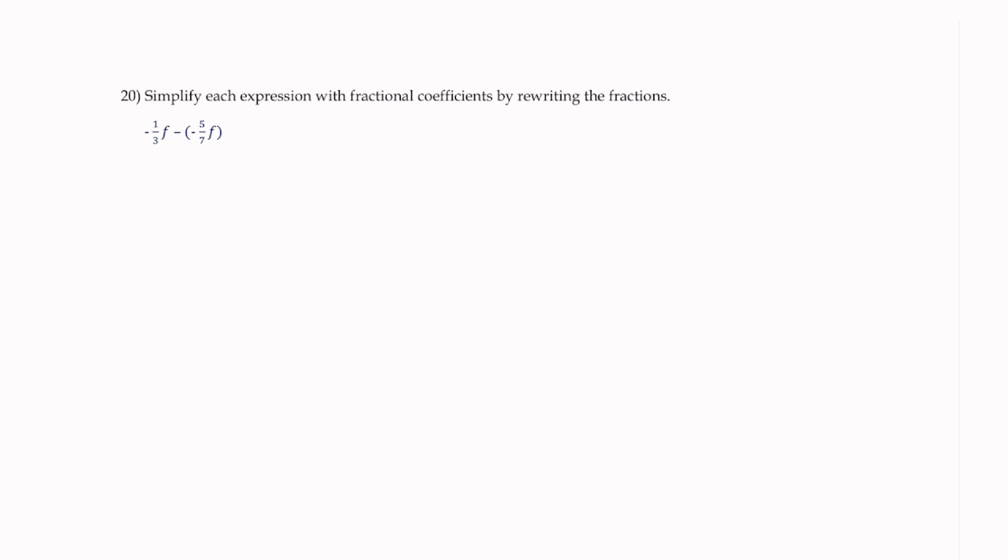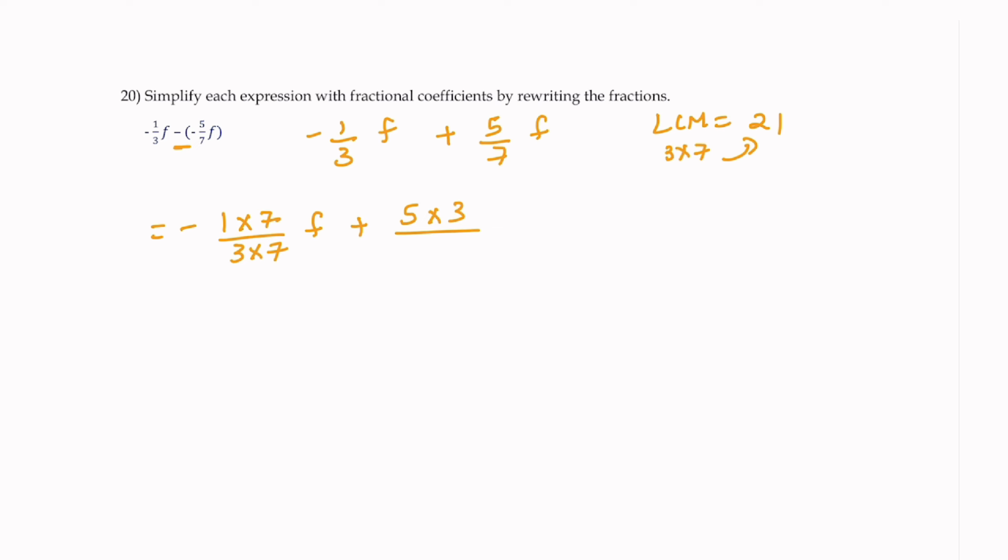The next one, minus 1 over 3f, rewriting, plus 5 over 7f. What's the LCM here? Yes, it's 21, because 3 and 7 have nothing in common. We simply multiply them. Thus it becomes 1, 7 here, 3, 7 here, f plus 5 and 3, 7 and 3, which is equal to minus 7 over 21 plus 15 over 21 and f.